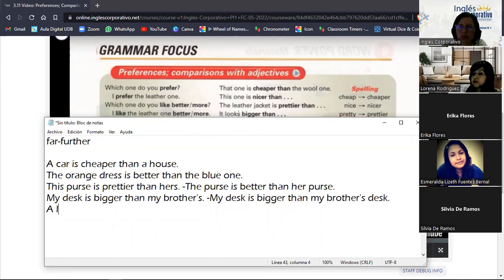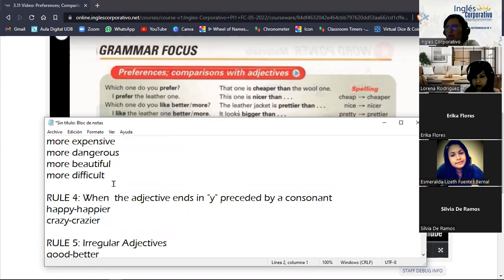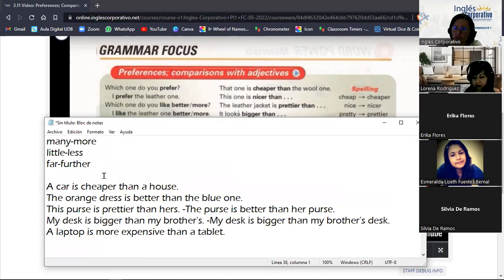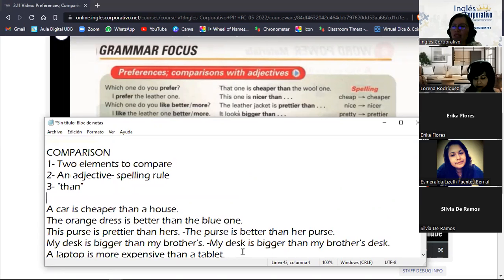And we can say also, a laptop is more expensive than a tablet, right? So a laptop is more expensive than a tablet, right? Vaya, de acá, chicos, de estas oraciones, y me voy a traer para acá los elementos que yo mencioné al principio, right? Out of all those sentences, all of those examples, let's go ahead and identify the three different elements. Identifiquemos los tres elementos que necesitamos en cada una de ellas.